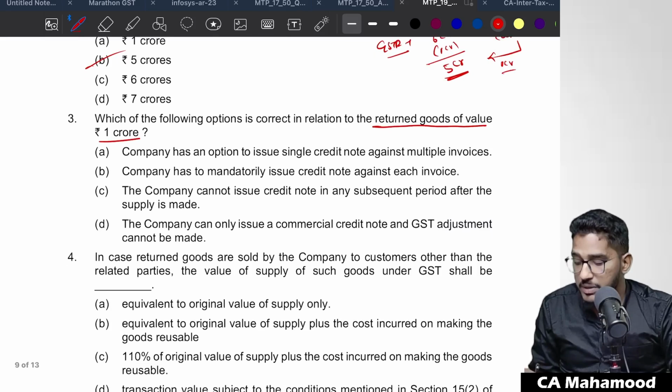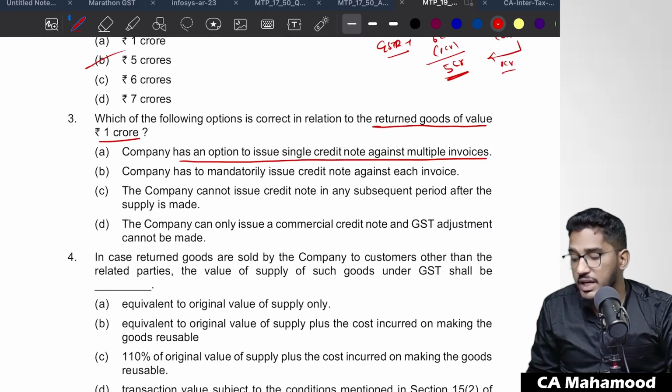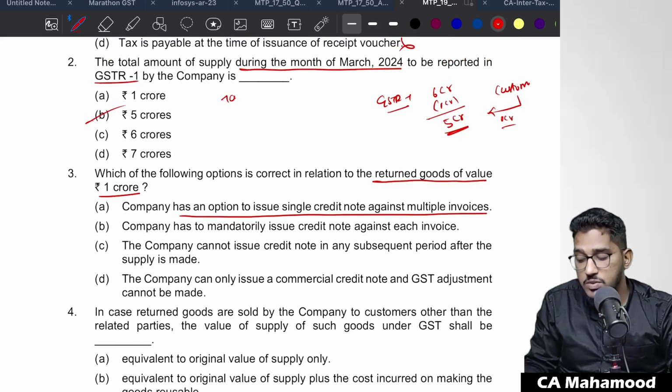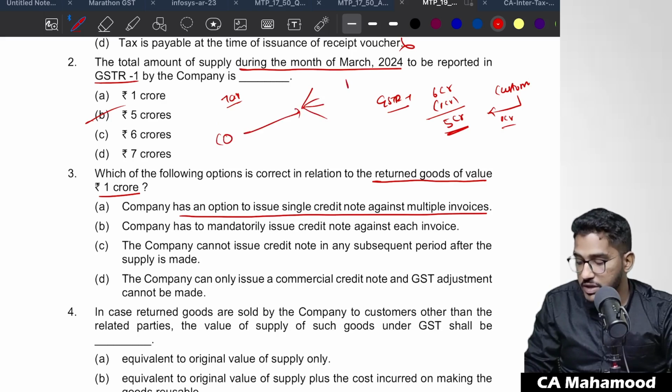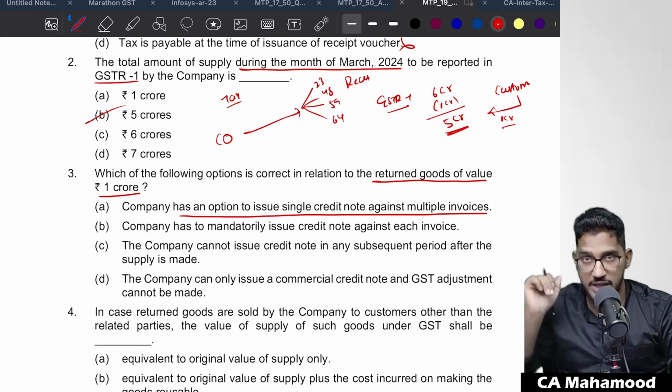Company has an option to issue a single credit note against multiple invoices. Obviously, if you paid attention when we discussed the tax invoice, credit and debit notes, for example, there is a company. There is one recipient. To that recipient, they have given multiple invoices: invoice number 23, invoice number 48, invoice number 59, invoice number 64. Four invoices. Through 4 invoices, they have made a sale.